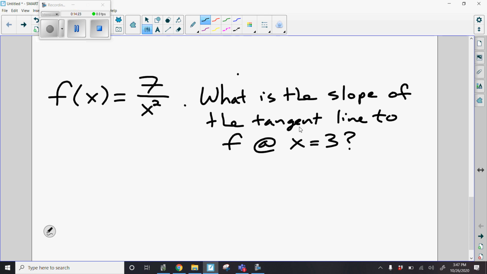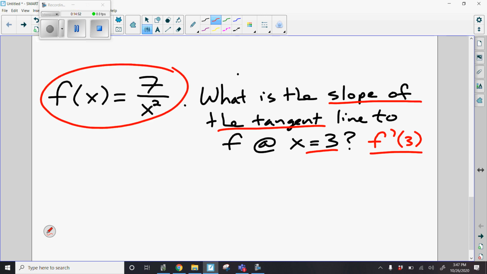When we read this question, our mind immediately needs to go to, I want the slope of the tangent line to f at x equals 3. Immediately you need to think, this means I want f prime of 3. That's my ultimate goal, find f prime of 3. But before we find f prime of 3, we must find f prime of x. And before we find f prime of x, we must rewrite f of x. F of x is not in ax to the n form.